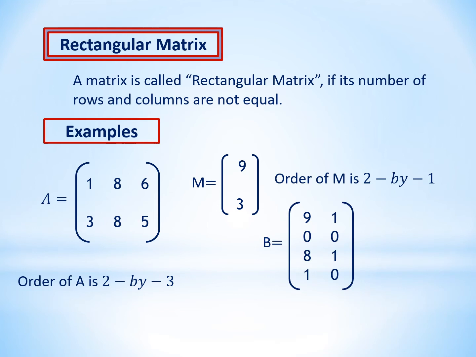M. It has 2 rows and 1 column. So number of rows and columns are not equal and its order is 2 by 1. So that's why M is also a rectangular matrix. Next, matrix B. It has 4 rows and 2 columns. And number of rows and columns are different, not equal. So matrix B is also a rectangular matrix.